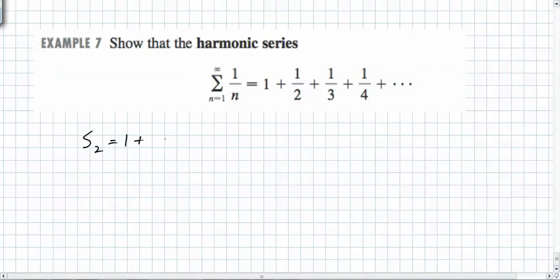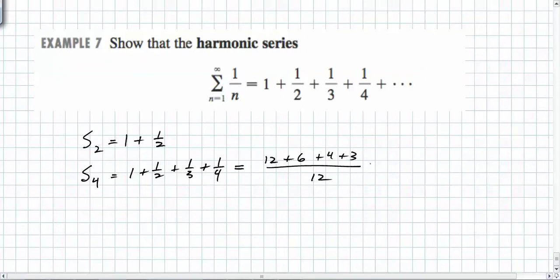S of 2 is going to be 1 plus what? Do you agree with that? Let's just skip to S of 4. What is S of 4? That's 1 plus 1/2 plus 1/3 plus 1/4. Do you agree with that? Let's simplify that a little bit. We need a common denominator of 12, right? So it's going to be 12 plus 6 plus 4 plus 3 all over 12. And what is that? 25 over 12. What is that equal to? 2 and what? 2 plus a 12th.